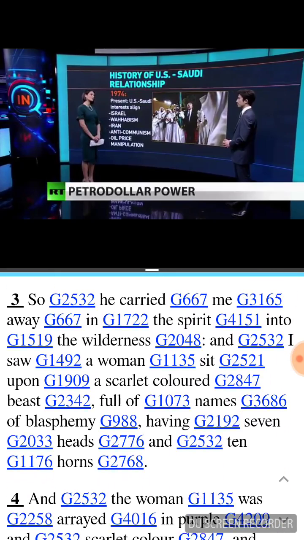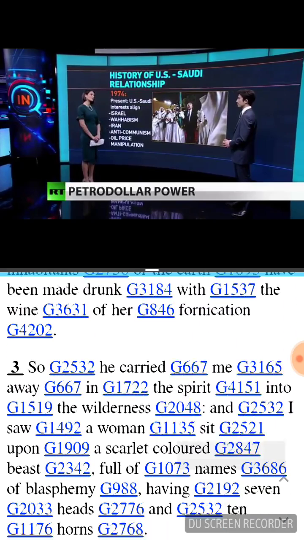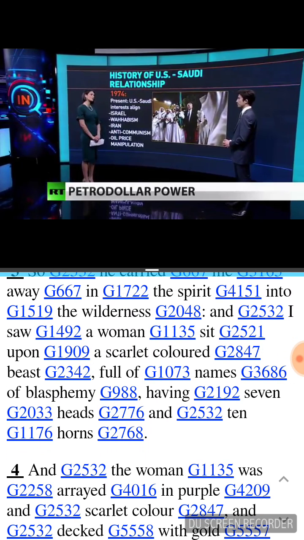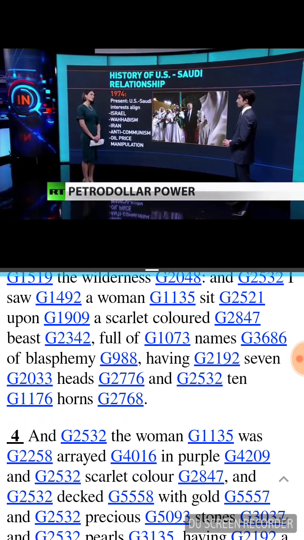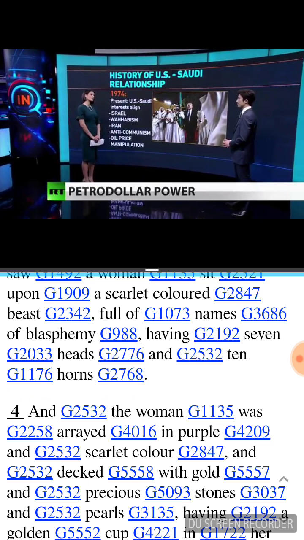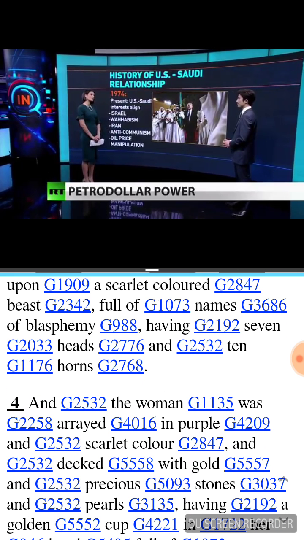It says, verse 3, so he carried me away in the spirit into the wilderness, and I saw a woman sit upon a scarlet colored beast full of names and blasphemy, having 7 heads and 10 horns. Now that's going into NATO and the EEC.